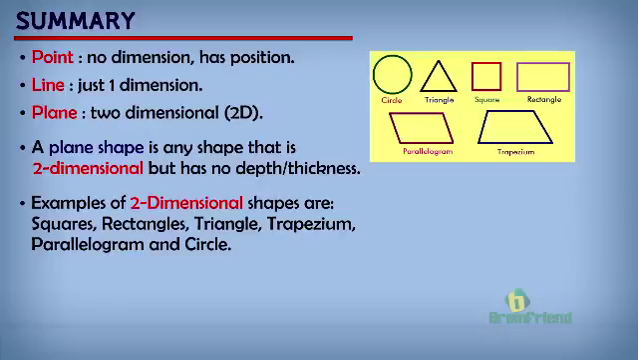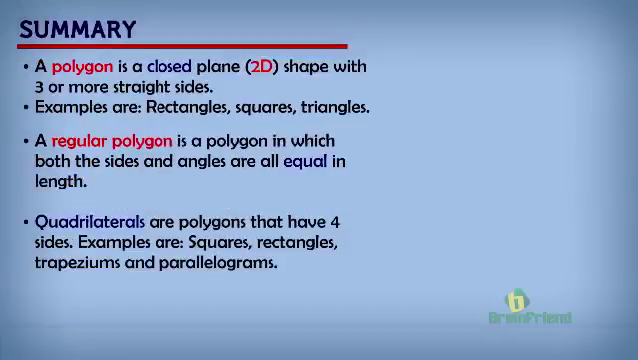Next, we learned about plane shapes. We said a plane shape is any shape that is two-dimensional, that is, it has length and breadth, but has no thickness. Examples of some plane shapes that are two-dimensional are squares, which we learned about, rectangles, parallelograms, circles, trapeziums. We also learned what a polygon is. We said a polygon is a closed 2D shape that has 3 or more straight lines. And we said examples are rectangles, squares, triangles, and so on.